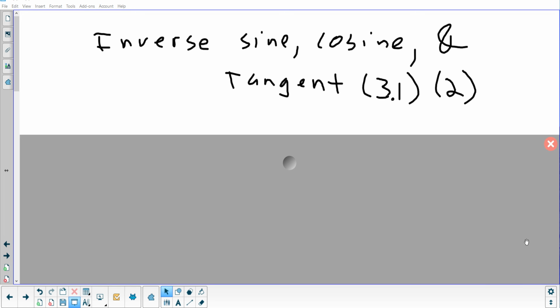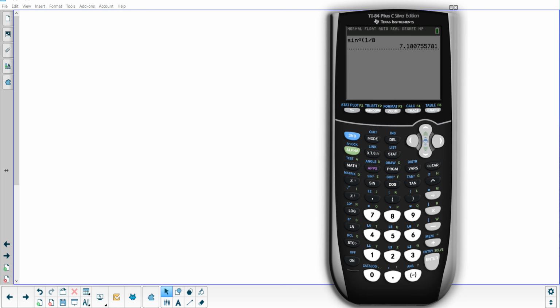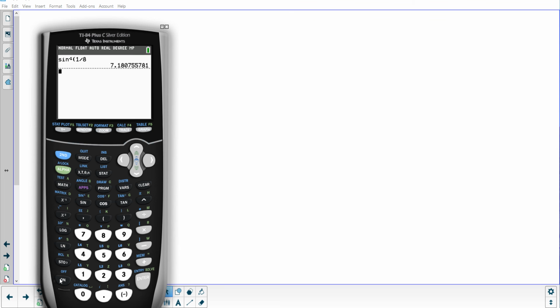We're going to take a look at the second part of 3.1. So we're talking about inverse trig. And remember that inverse trig is used to undo regular trig. All right, so just as an example, take this. And actually, let's just take this one.